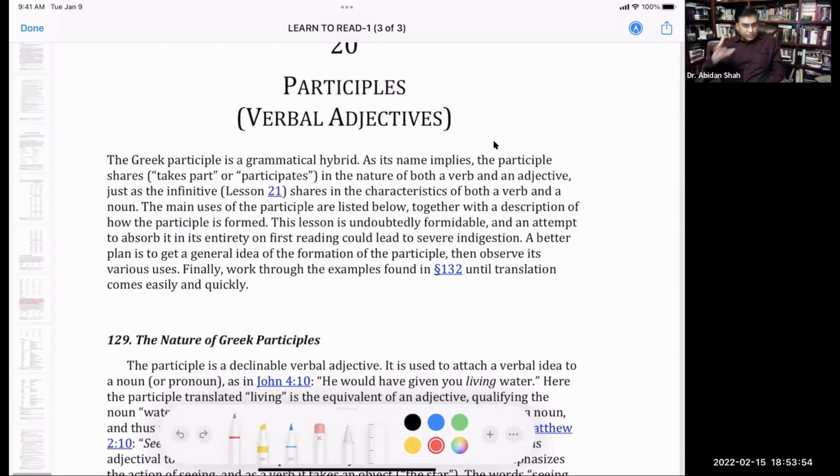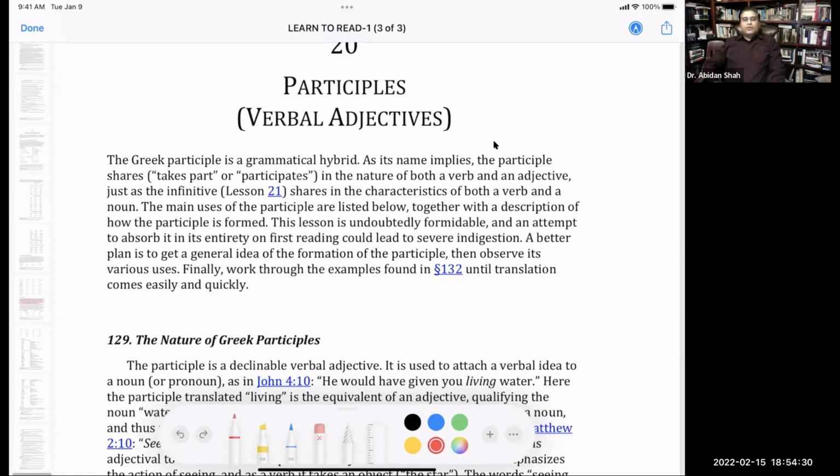The way Dr. Black describes the participle is good. The Greek participle is a grammatical hybrid. As its name implies, the participle shares or takes part or participates in the nature of both a verb and an adjective. That's where you get participles. It's a verb functioning as an adjective.